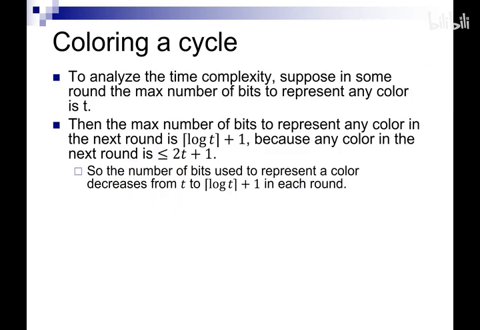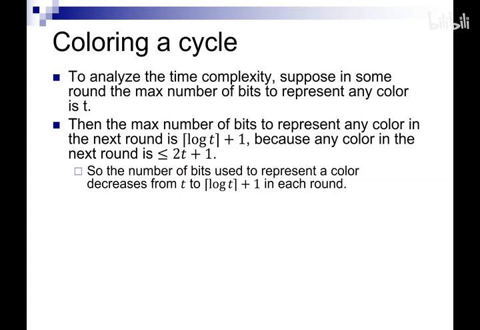Okay, so now the question is how many times do we need to run this? The number of times that we run this is equal to the time complexity of the algorithm, because each time we run this, we can do this in parallel for all of the nodes at the same time. So in order to figure out the parallel running time for this algorithm, suppose that we're in a certain round, and let's say that the maximum number of bits used to represent any color is T. So for example, if T equals 4, then all of the colors are between 0 and 16.